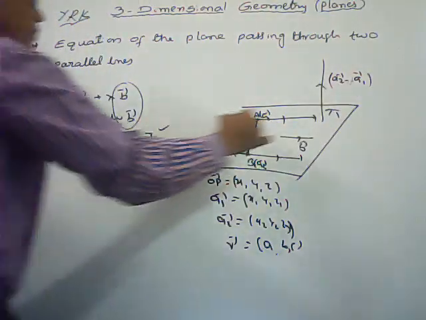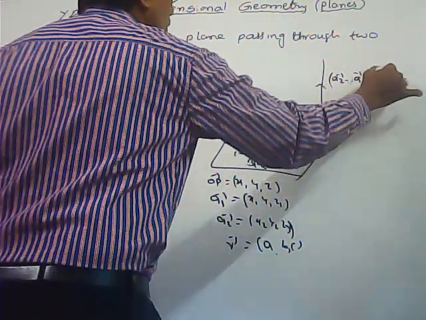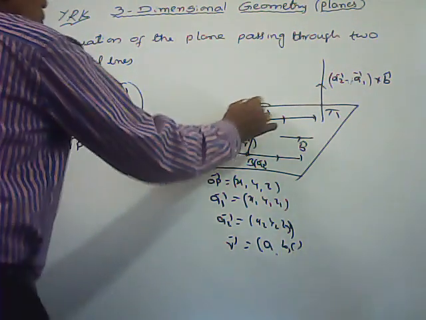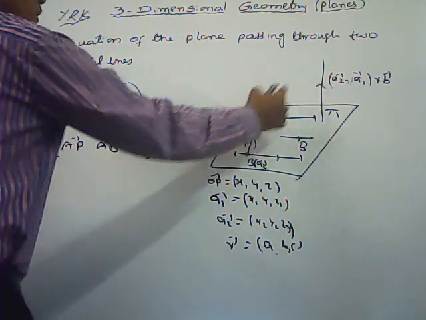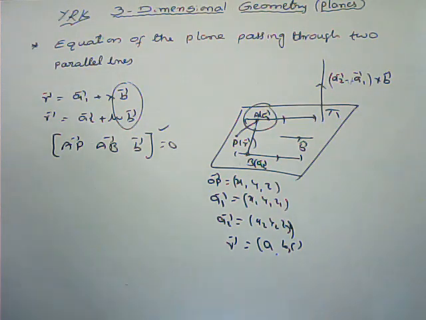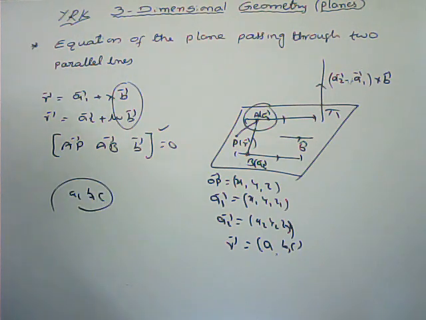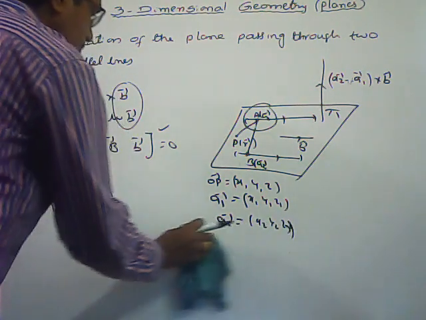And one more vector b bar is there. So the vector perpendicular to both a2 bar minus a1 bar and b bar is the normal DRs of that plane. You can take any one of the points. Given a point it passes through and the normal DRs, we can write the equation of the plane. For example, a, b, c are the normal DRs of a plane.